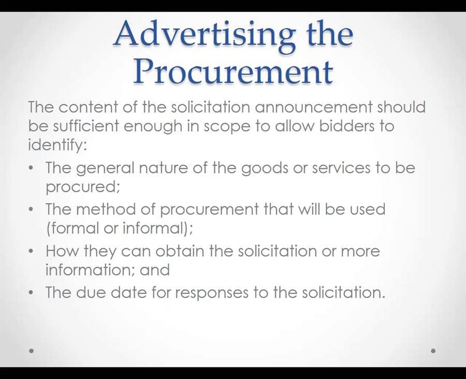Formal, or any purchase exceeding your applicable small purchase threshold, you may contact the vendors on your list, but you must also place the solicitation notice in the local paper, statewide paper, and/or on your website. Make sure you provide the vendors with enough time to respond. Your advertisement would clearly state the general nature of the goods and services to be procured, the method of procurement that will be used, how they can obtain the solicitation or more information, and the due date for responses to the solicitation.